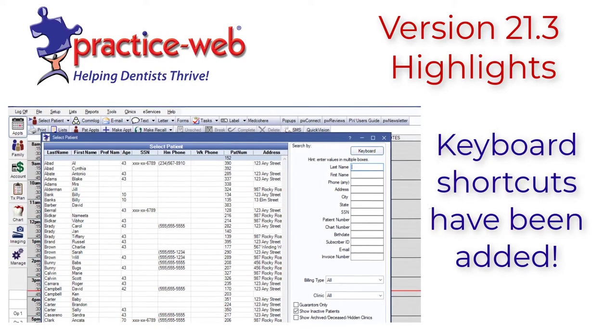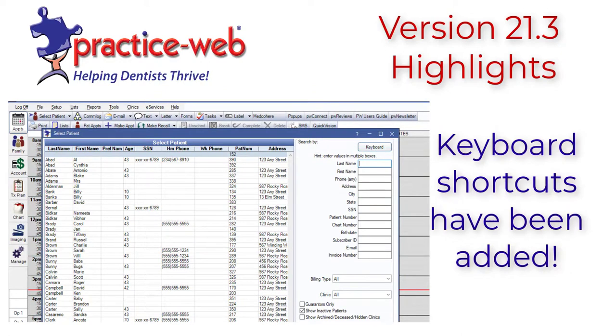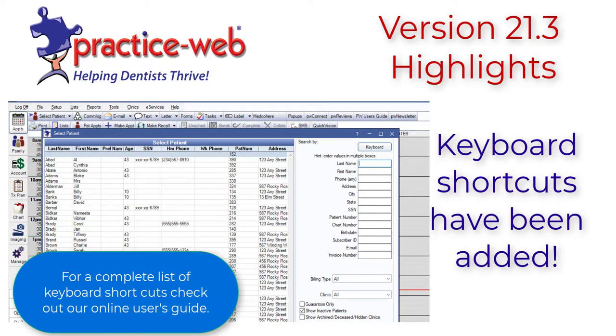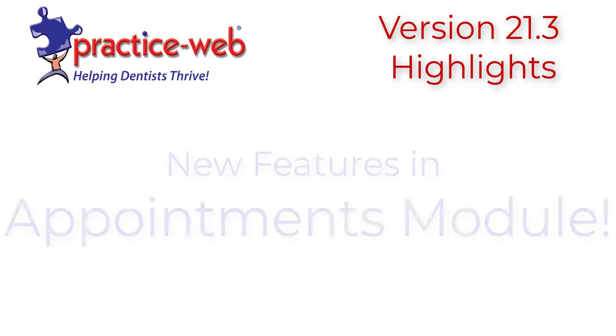Rather than having to use the mouse to navigate through the software, keyboard shortcuts have been added for efficiency. For an example, type Ctrl-P to bring up the Select Patient menu. For a complete list of keyboard shortcuts, be sure to check out our online user's guide.